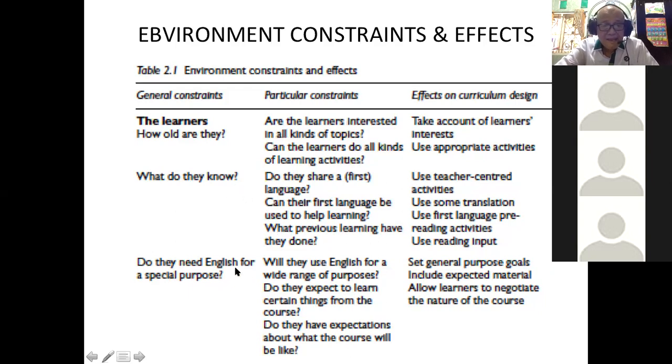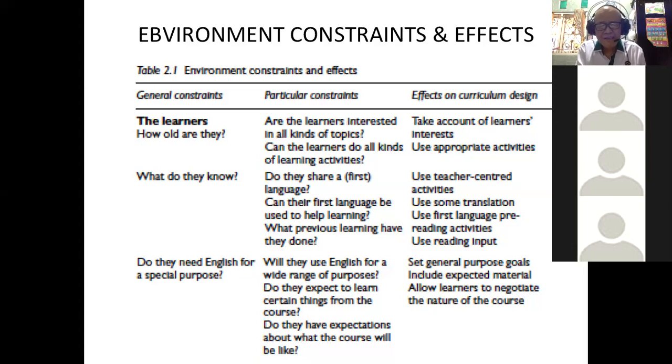And then, do they need English for a special purpose? If you are dealing with the private course, the adult, probably they have a specific purpose when they attend the course. If it is in senior secondary school, probably it is not necessarily a special purpose, except in the vocational school.